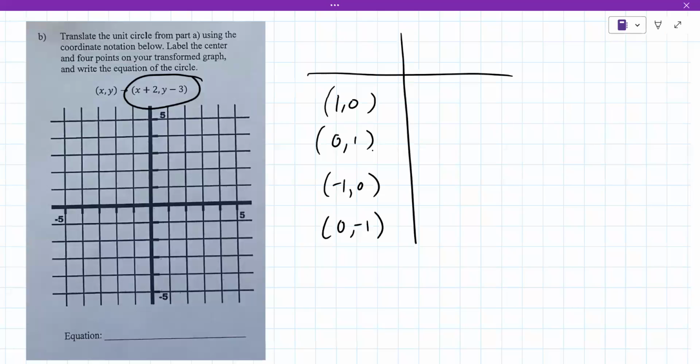Okay, so here, I think I got it. Just give me a sec to do math. Okay, so I got them. I just need to graph it, but I'm pretty sure it would be (3, -3), (2, -2), (1, -3), and (2, -4).